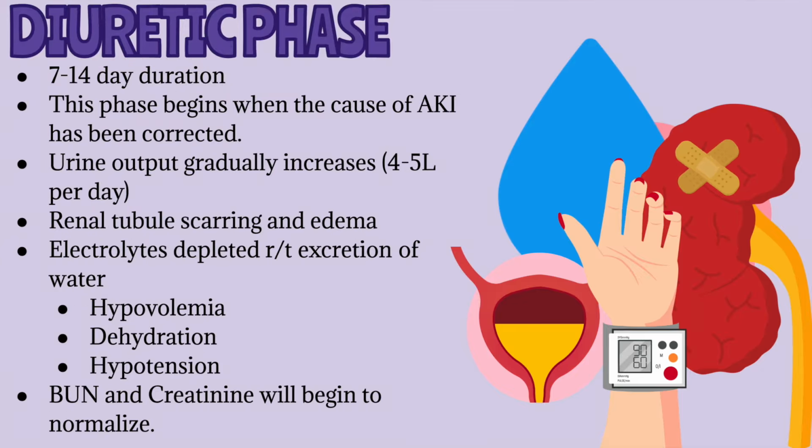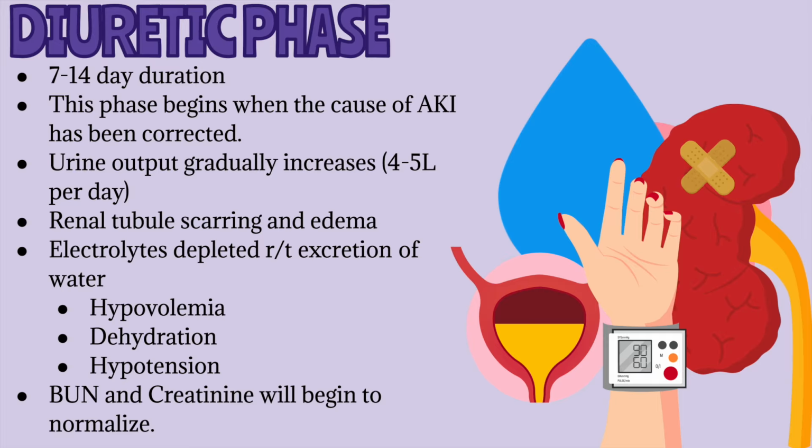Now let's move on to the diuretic phase of acute kidney injury. This phase has a 7 to 14 day duration. This phase begins once the underlying cause of AKI has been corrected. During the diuretic phase, the kidneys start to recover and urine output begins to increase.